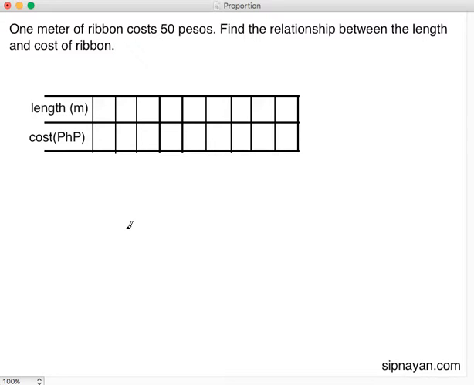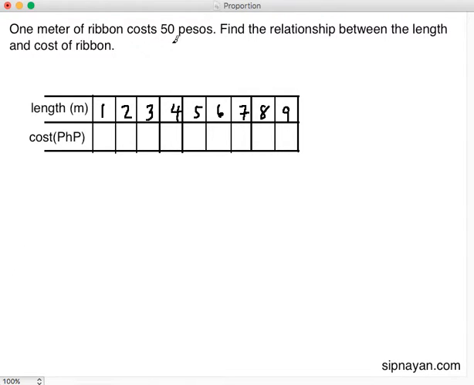1 meter of ribbon costs 50 pesos. Find the relationship between the length and the cost of the ribbon. Okay, so kung meron tayong 1 meter, pwede nating tignan yung relationship. 1 meter, 2 meters, 3, 4, 5, 6, 7, 8, and 9. Of course, we can explore yung longer lengths, pero dito hanggang 9 lang muna tayo for the sake of discussion.